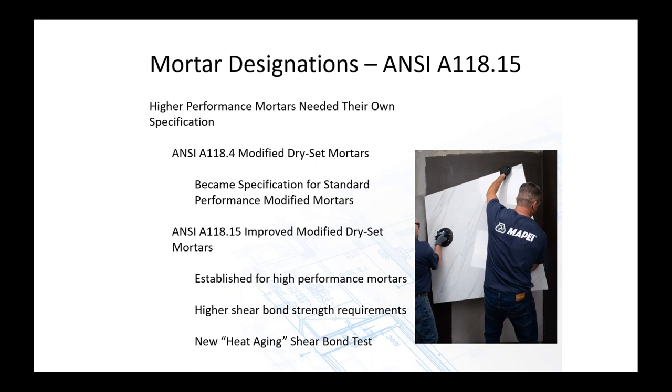So 118.4, when that product first came out, most of the mortars that were polymer modified were pretty high end. And as it stayed out there, you could get substantial differences between the minimum standard type 118.4 mortar and the high performance mortars that were out there as well. And that's really what drove this designation for 118.15, to show that these mortars are quite significantly different than 118.4.